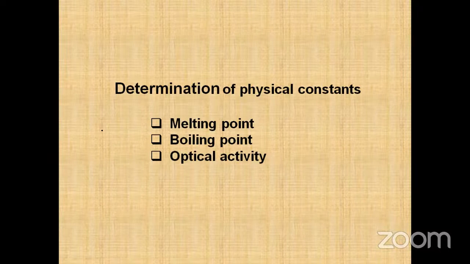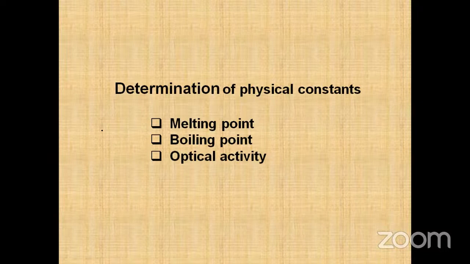Therefore, we need to determine the physical constants. Based on the physical constant data, we can identify the alkaloid isolated from the natural source. Or if it doesn't match with the reported one in the literature, it may be a new compound. We treat it as a new compound.